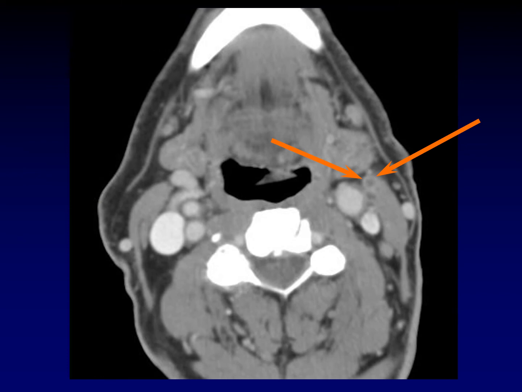How about this node here? It's tiny. It's like 4 millimeters. By anybody's size criteria, this is a benign node. But it has rim enhancement. It has a necrotic center. This is a necrotic lymph node. This is malignancy. This is metastatic disease in this tiny, tiny node.